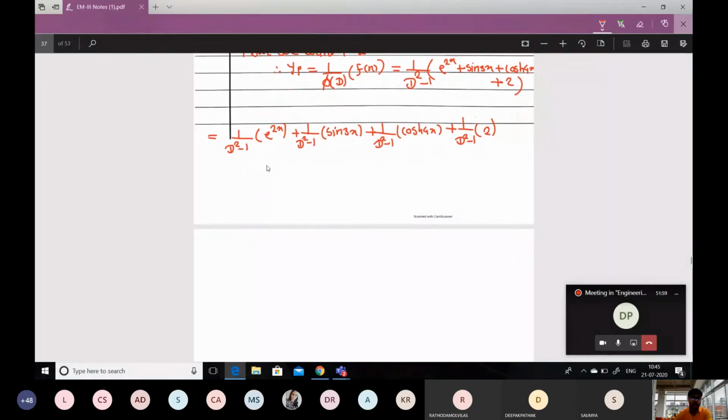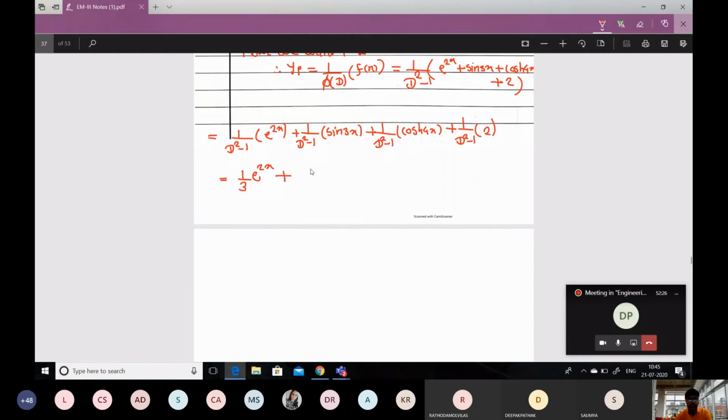Now just using formula number 1, the shortcut method for the exponential, e to the power 2x. You have to replace D by 2. So I'm just writing here 2 square, 2 square is 4, 4 minus 1 is 3. So I'm directly writing 1 upon 3. Just replace D by the coefficient of x, that is 2, and e to the power 2x as it is. Okay, we got the answer of the first term.